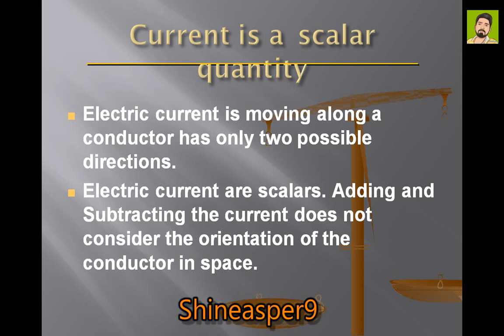What is current? Current is a scalar quantity. We have to know whether current is a vector quantity or a scalar quantity. Current is a scalar quantity. It is proven that electric current moving along a conductor has only two possible directions.